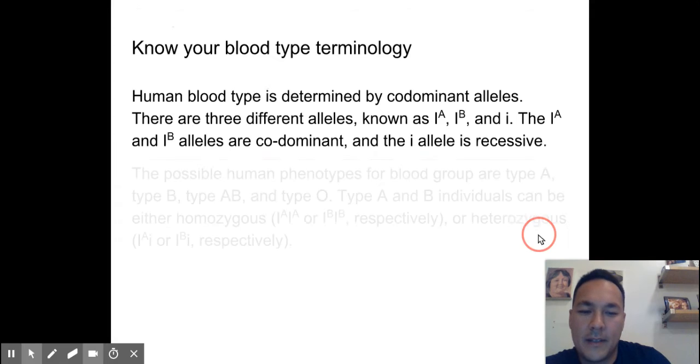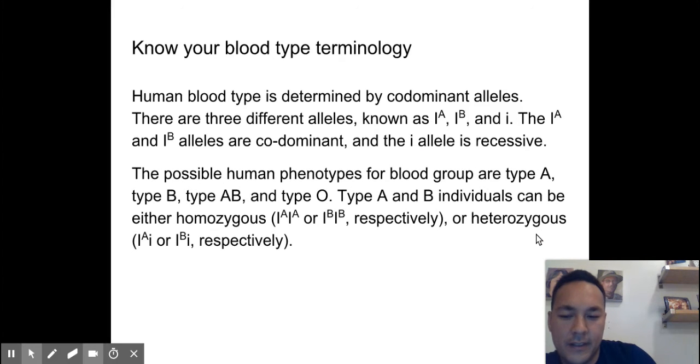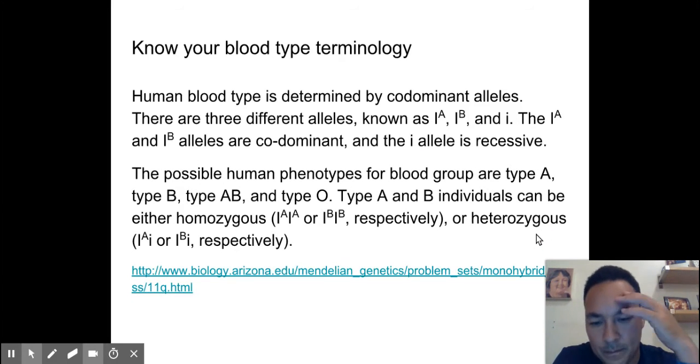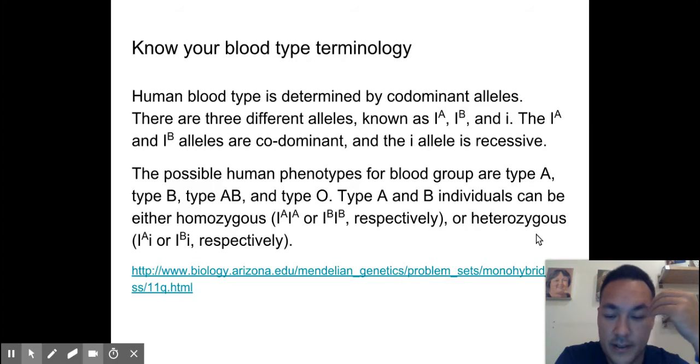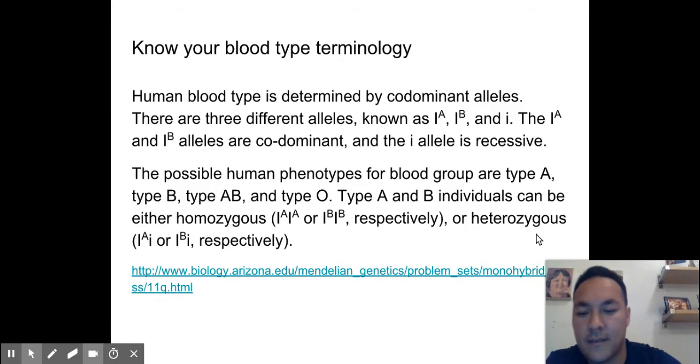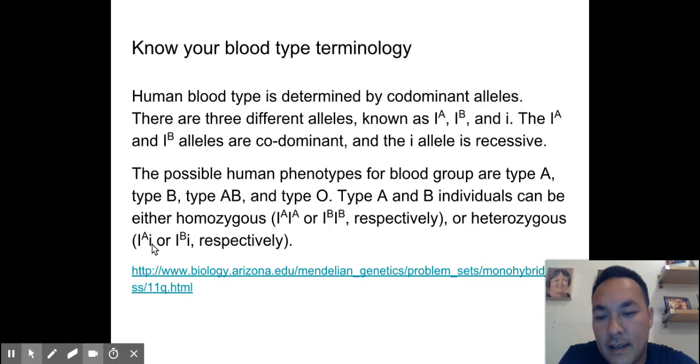Know your blood type terminology. So I'm just going to put this up briefly. This is from Arizona University, that dealt with some genetics problems that I've been using in class. So here, an A person can be IA, or they can be the heterozygote IAi, the little i. This big I stands for the marker on the red blood cell, and then A stands for that type. It's just what we use when we write genetics of blood.